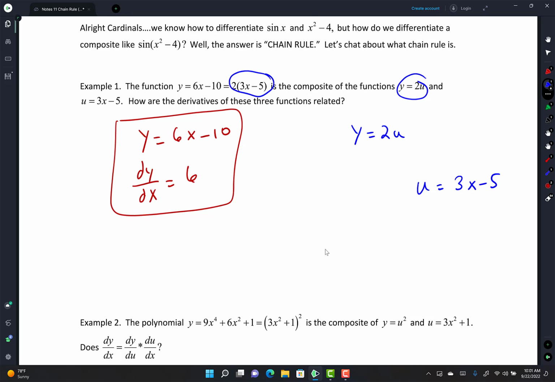Are we cool? All right, so check it out. So this y equals 2u, I can take the derivative of y, but I cannot take it with respect to x. I need to take it with respect to u. So write dy du equals 2. Are we okay? All right, now this u over here on this side, I can take the derivative of that, but I have to take it with respect to what letter? So I'm going to write du dx. Does that make sense to you guys?